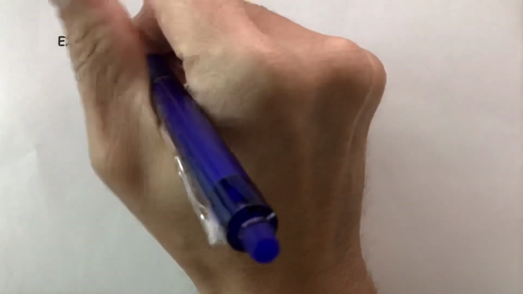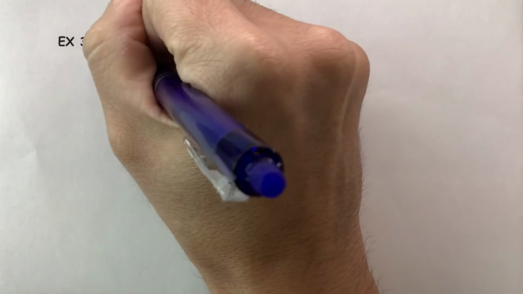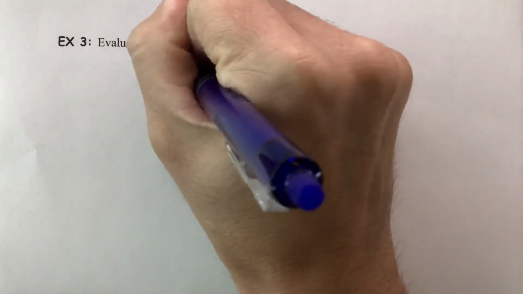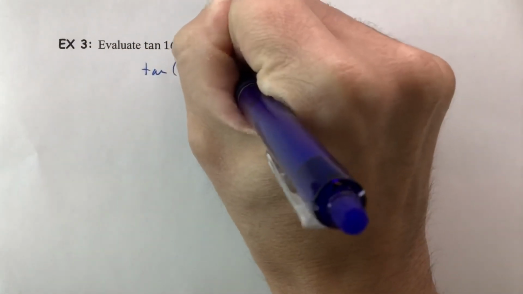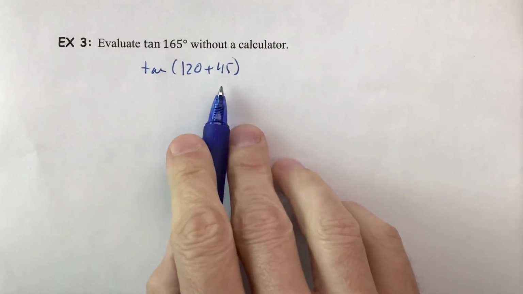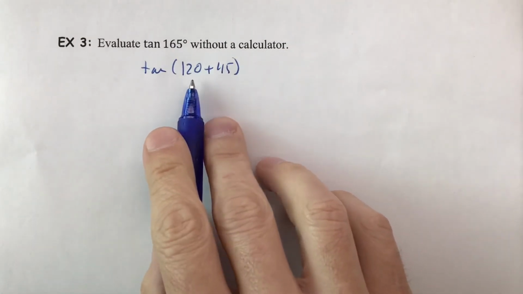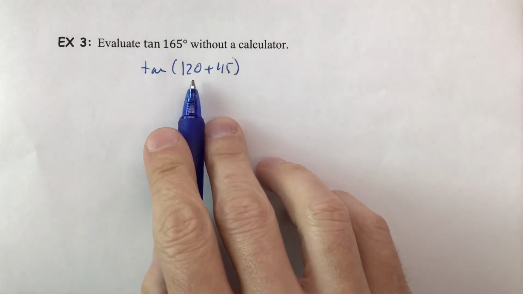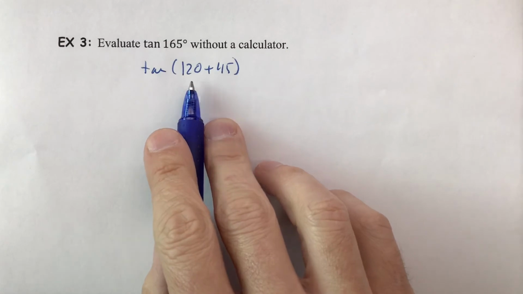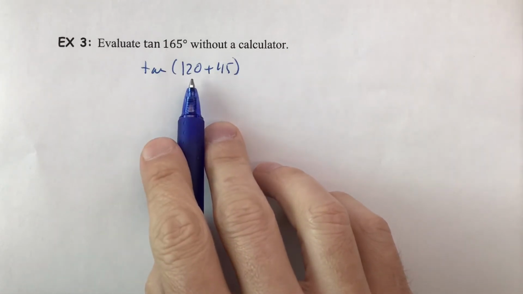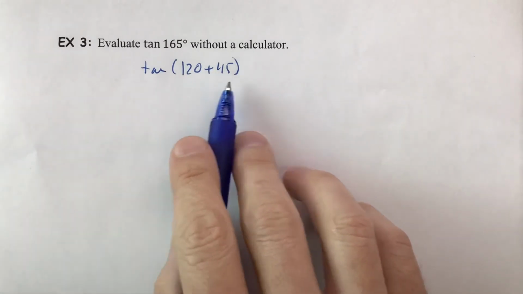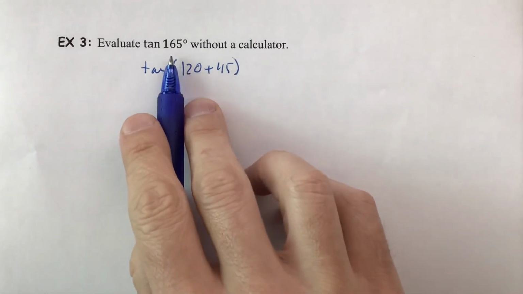For example, I could do this. I could think of it as the tangent of 120 plus 45. Now 45 is one of our special angle measurements. We know a lot about that one. Okay, 120, that is like one of our special angle measurements. It has a reference angle of 60 degrees. This is 60 degrees away from 180. And since we know things about 60 degrees, these would be two good angles to use to break this up.